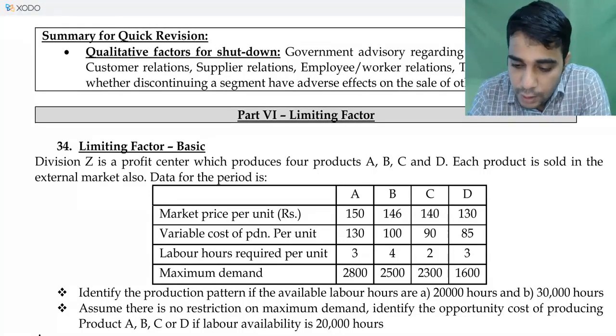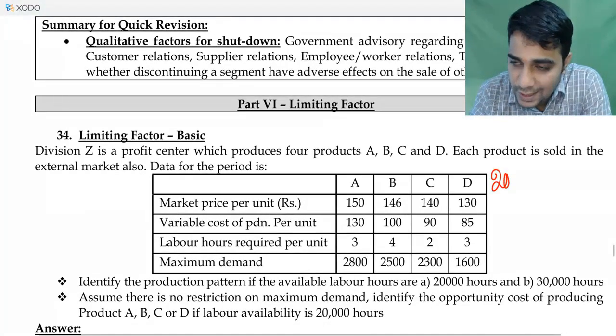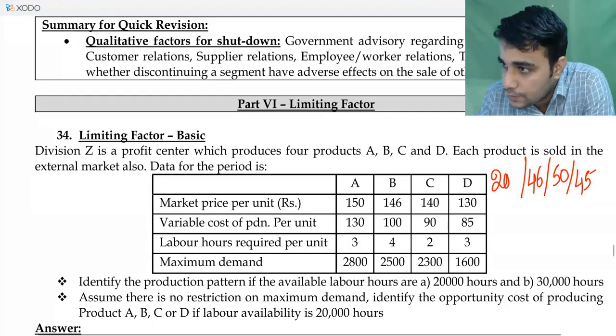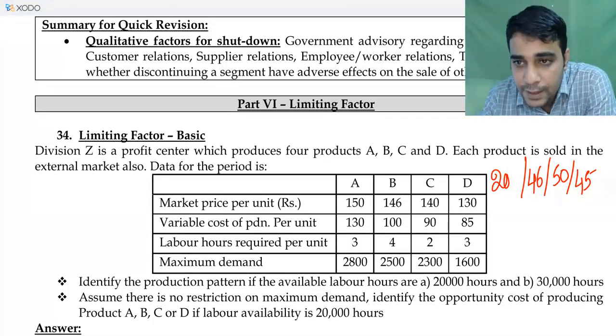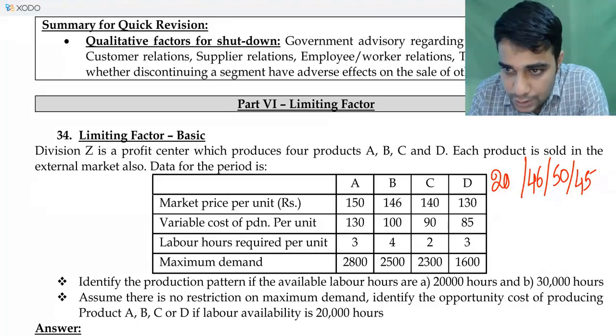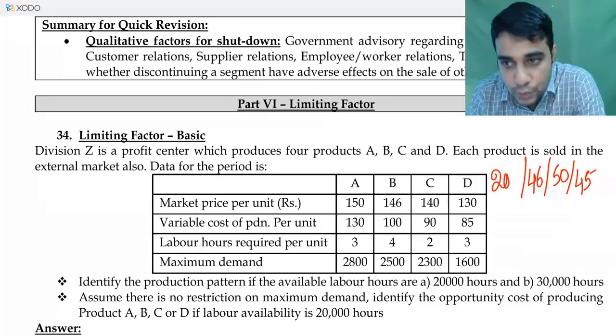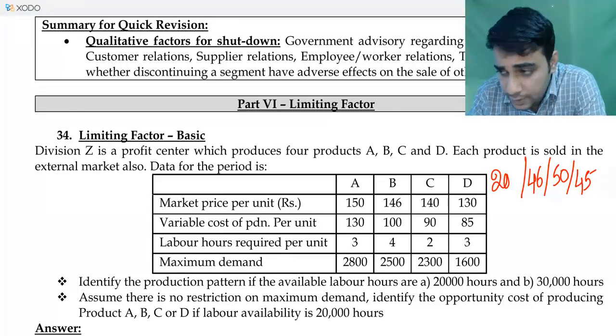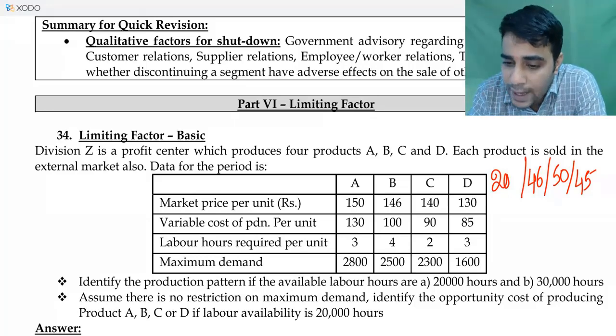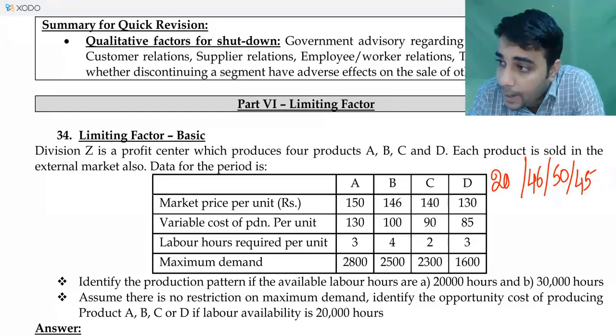Wait for some time, you can do this calculation shortly. The contribution is 20 rupees, 46 rupees, 50 rupees, 45 rupees. This is the contribution which each product is making: 150 minus 130, 146 minus 100, 140 minus 90, 130 minus 85. Objective is to maximize contribution. That is perfectly fine, but I will not go by contribution per unit. That is an incorrect element. You will have to go by contribution per labor hour.